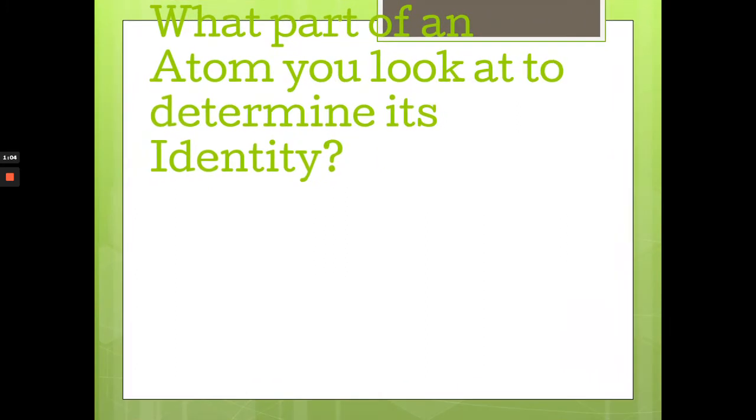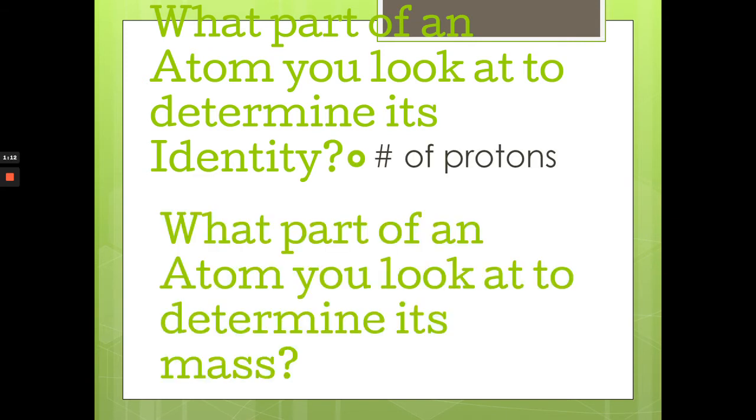What part of an atom do you look at to determine its identity? Remember, protons always give you the element's identity. What part of the atom do you look at to determine its mass? You look at the protons and the neutrons. So protons plus neutrons give you your mass, because remember, electrons are very, very small. Their mass is almost not even anything at all.